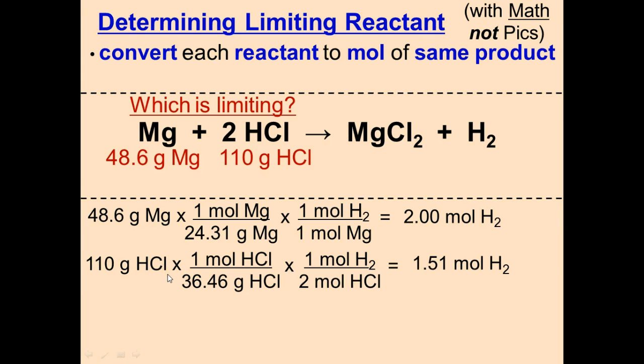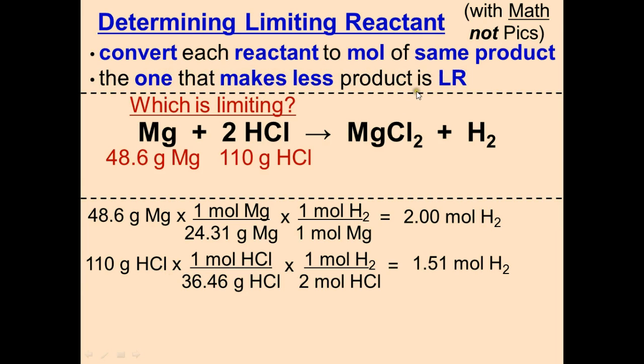So after we do that, we look at which one makes less of the product. So out of this, from 48.6 grams of magnesium, we made 2 moles of hydrogen, but from this, we only made 1.5 moles, or 1.51. So this one definitely made less. So whichever reactant makes less product is what's limiting. So in this case, we go back and see that HCl is limiting this reaction.